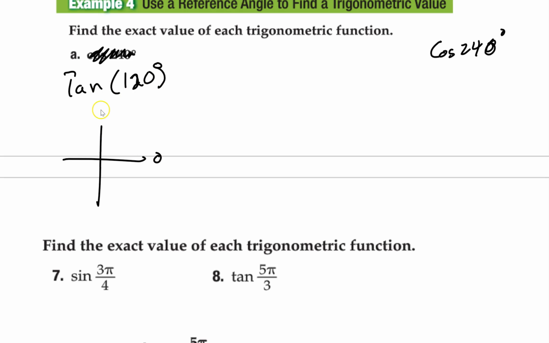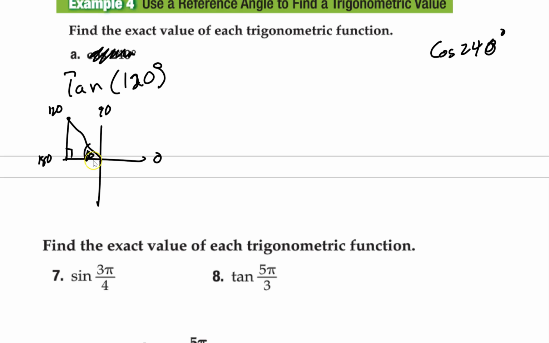So here's 0, here's 90, here's 180. 120 is in between these two. Now in this case, it's going to be a little different. Let me do the triangle method first. I'm going to go straight down. You always go straight down. Find the reference angle. Sound familiar, right? 120 and 180, those are 60 apart. So that's a 60-degree triangle right there.